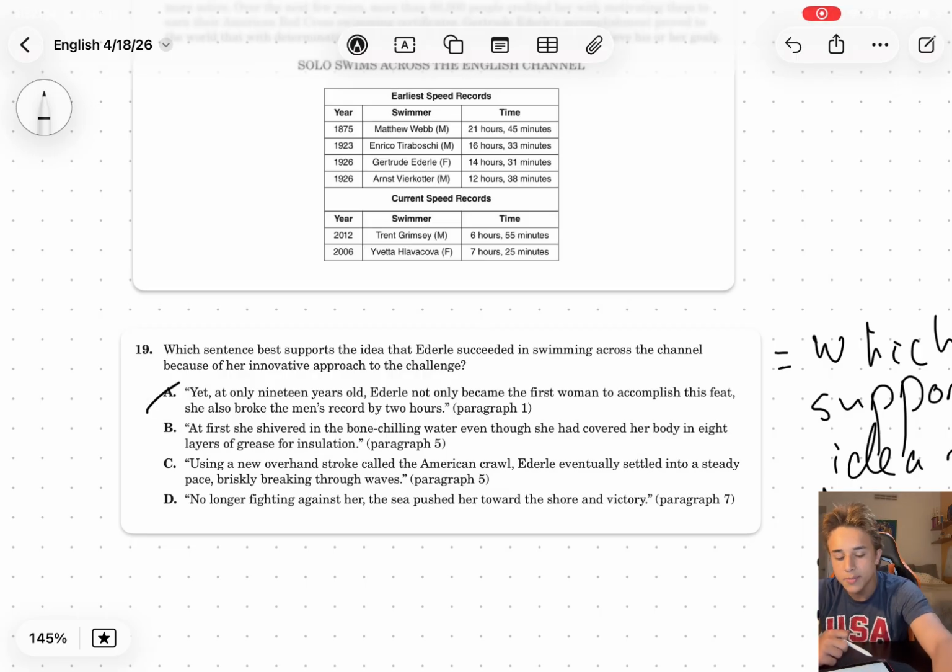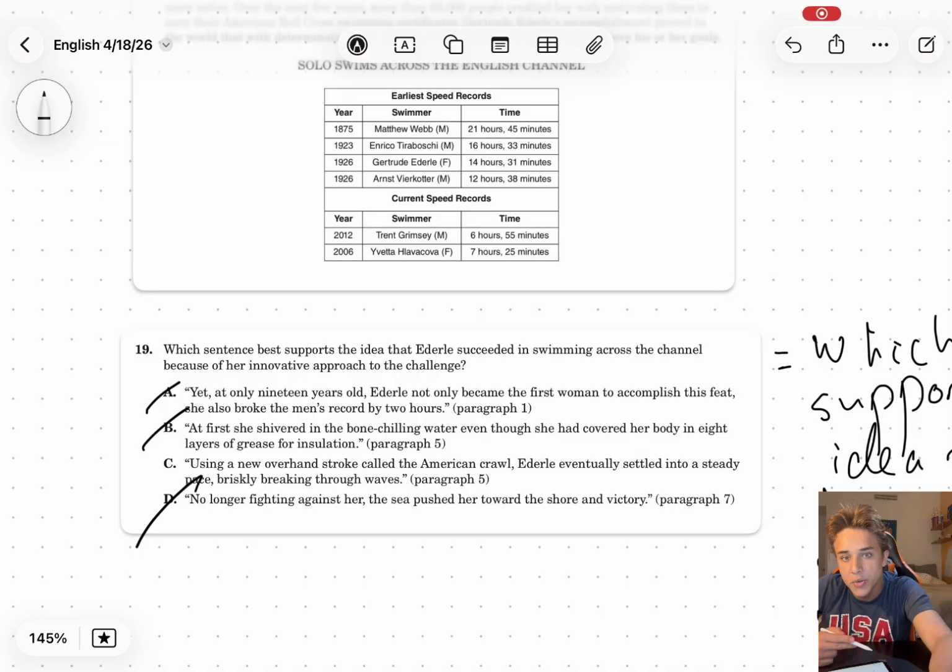The next one talks about, at first she shivered in the bone-chilling water even though she had covered her body in 8 layers of grease for insulation. This does talk about her unique approach in covering herself with grease, but it doesn't talk about her success. Even though it talks about the way she approached the challenge, it doesn't talk about the eventual result. And then answer choice D, no longer fighting against her, the sea pushed her towards the shore in victory. That's wrong too, because that doesn't talk about her approach. It just talks about the end of her swim when she was already at the finish line. So it's not D.